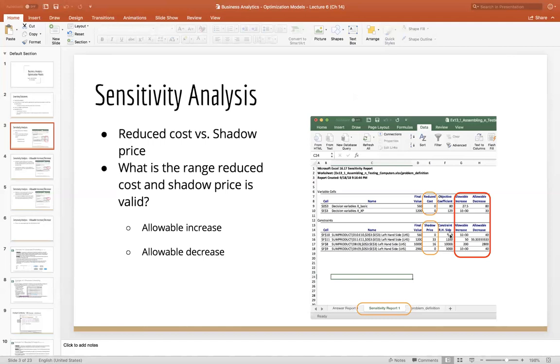For the constraints that are not tight, shadow price is 0, because basically if you increase the constraint right-hand side to 601, nothing is going to change, because this constraint is not fully utilized yet, okay?